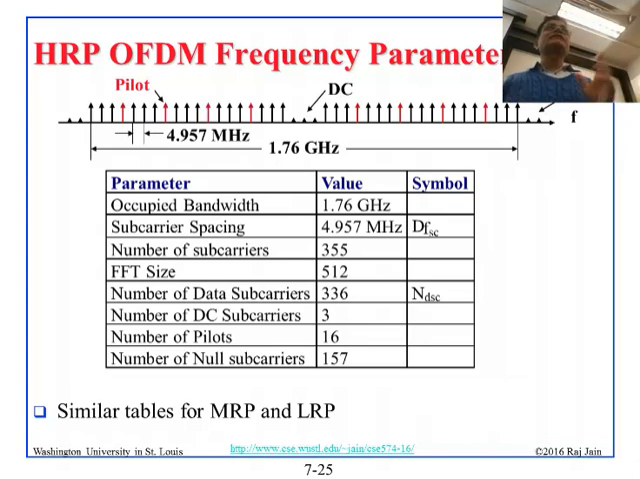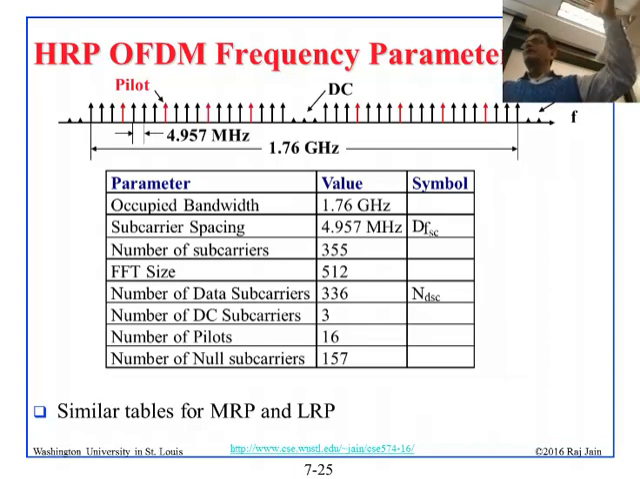Any question about the frequency parameters? Why do we need null subcarriers? Null carriers? Yeah. Oh yeah, because you see 512 is the FFT size. So basically what will happen is you get 336 plus these numbers, you get about 355. If you have a matrix which is 512 by 512, right? These 157 would be zeros.